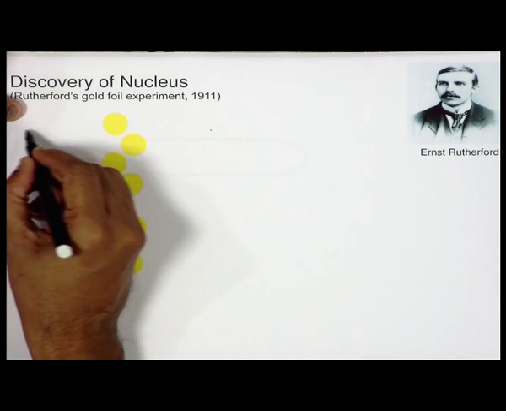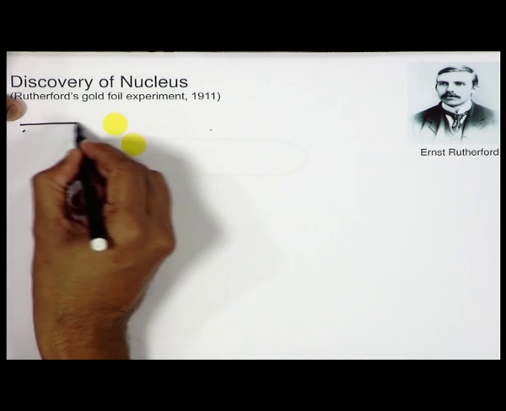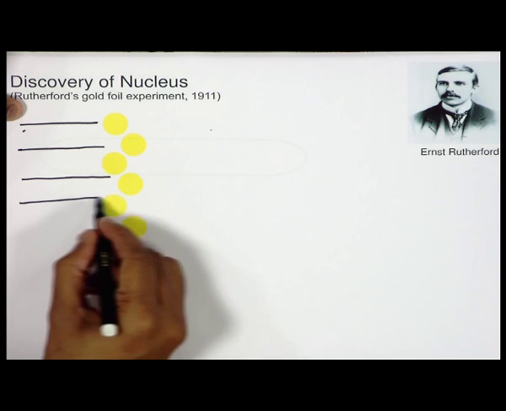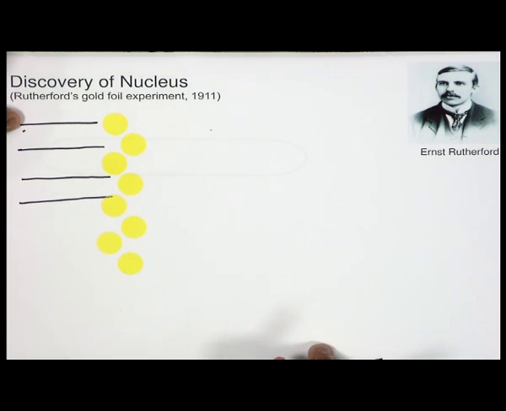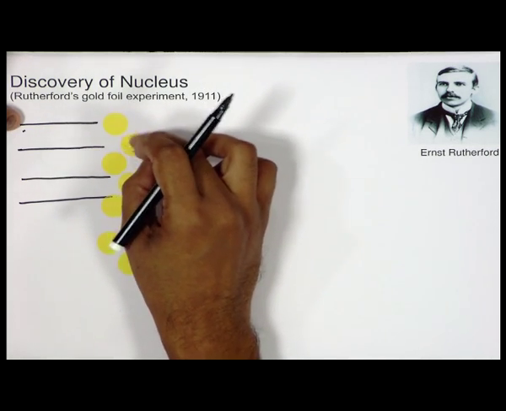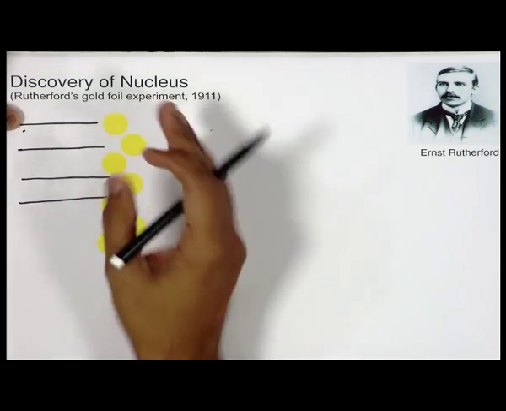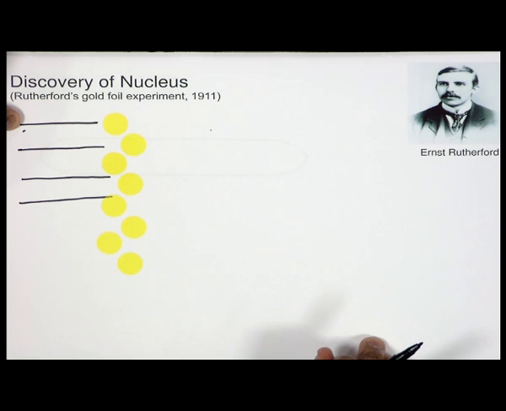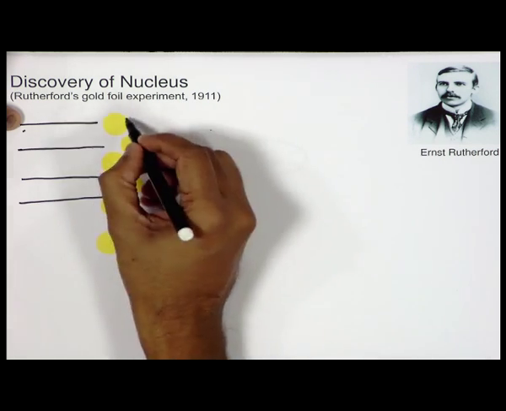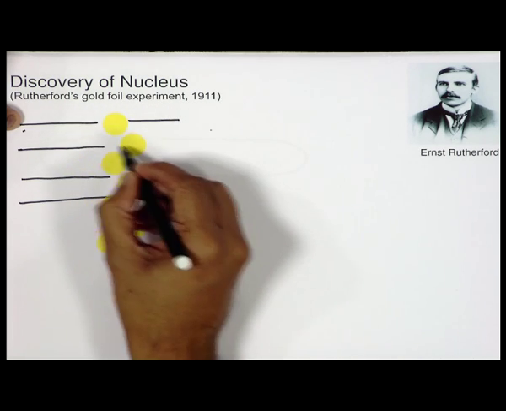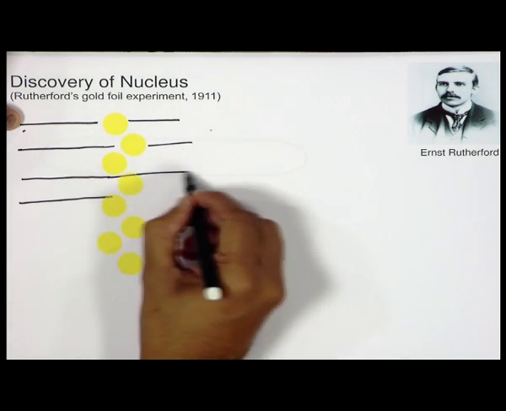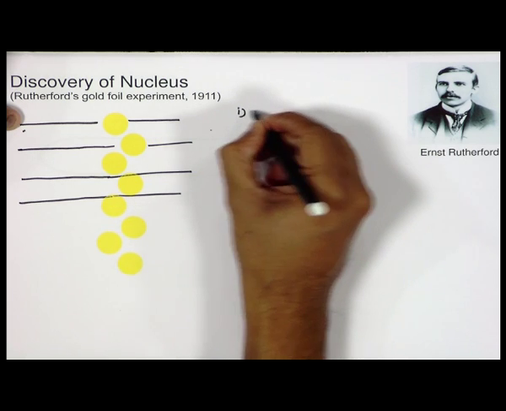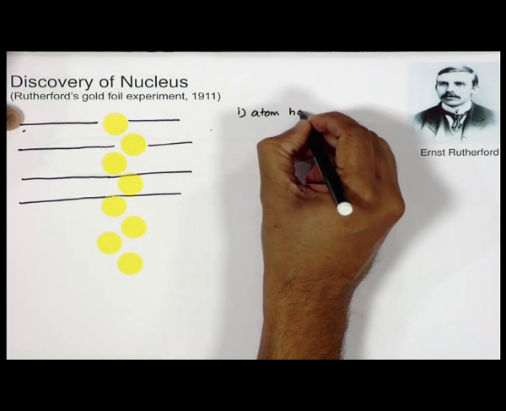So, I am shooting these alpha particles. If Dalton's atomic theory were correct, we would have seen that these hard spheres would have deflected these particles. So, most of the times the alpha particles would have come back, but that was not the case. What was observed is that most of the times these alpha particles passed through. So, they were going through like this. Since most of the times they were going through, his first conclusion was that the atom has a lot of empty space.